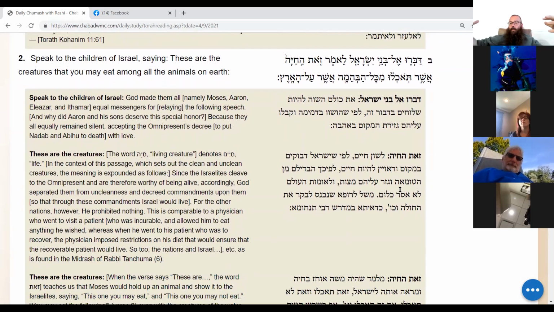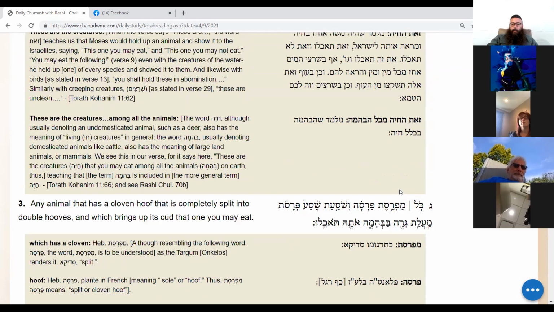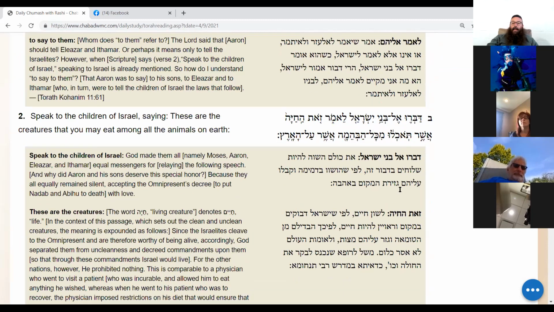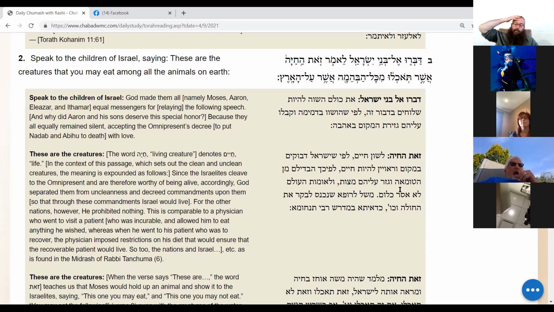It won't just be Moses who will be the one dictating it, but it will be Aaron and also Elazar and Itamar. And what do I want to tell you? Hashem says, "Dabru el bnei Yisrael, speak to the Jewish people." Verse 2, "Leimar," saying. This is what God tells Moses, to tell to Aaron, to tell to Elazar and Itamar, to teach the Jewish people.